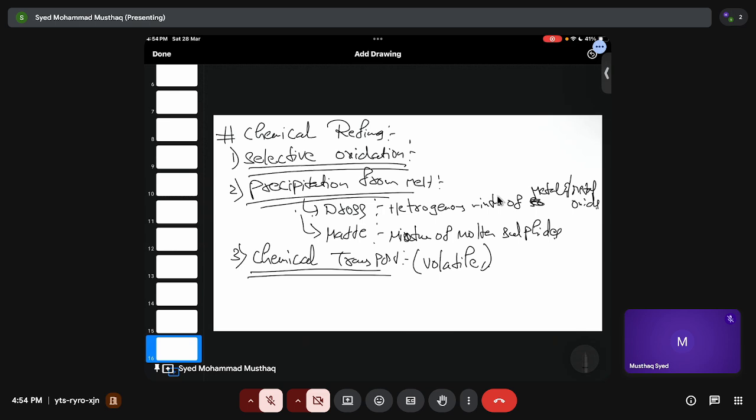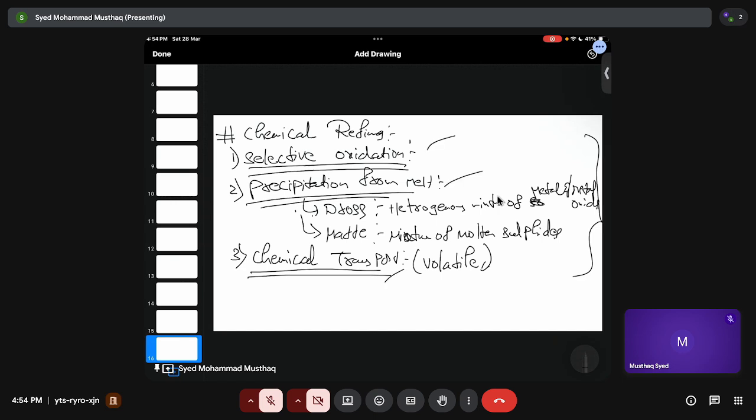So that is the chemical transport, the volatile transport. These all come under chemical refining: selective oxidation, precipitation from melt, and chemical transport. And the next one is the physical refining. Physical refining is where you use the physical characteristics.